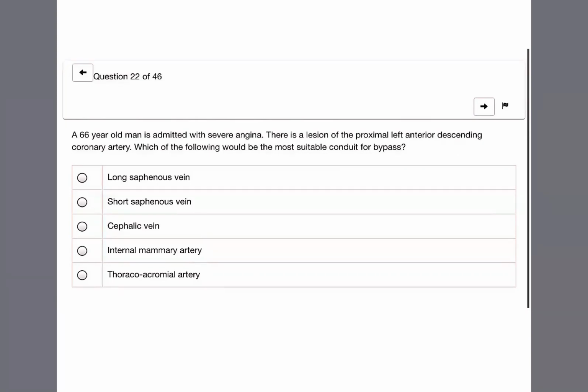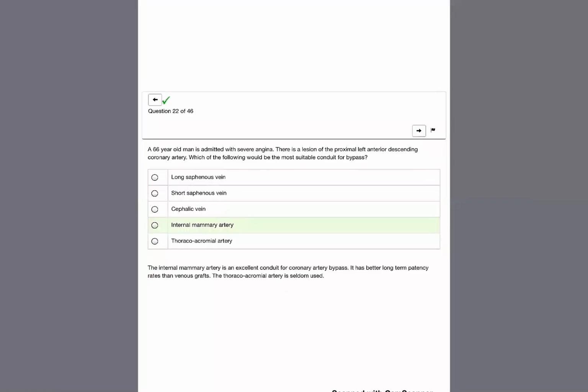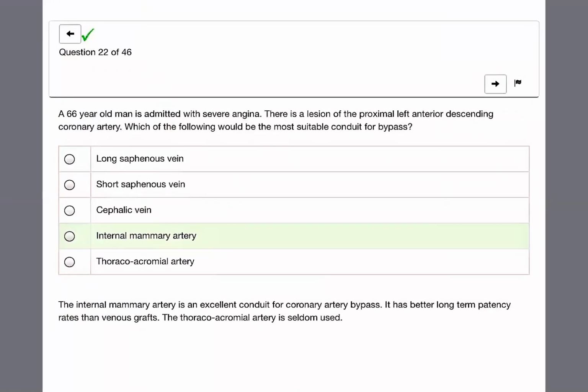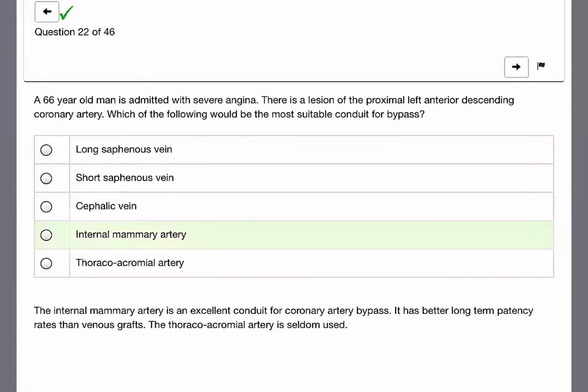In the heart, they go with an artery, one strong, medium-sized artery, which is the internal mammary artery. It's a very common graft for cardiac operations and CABG operations.